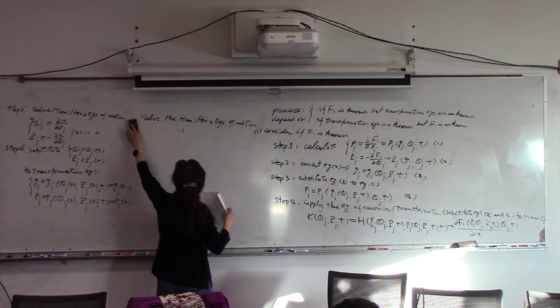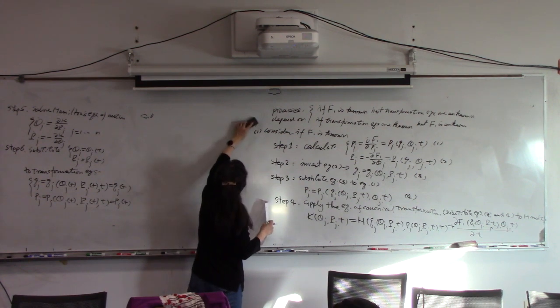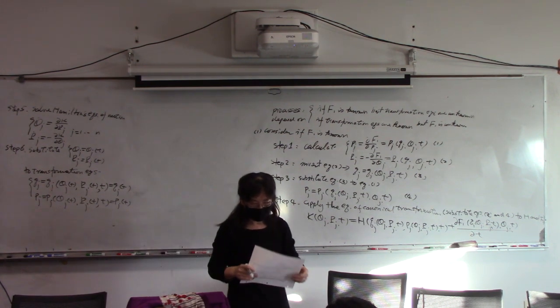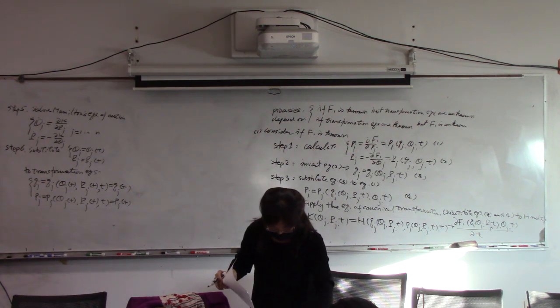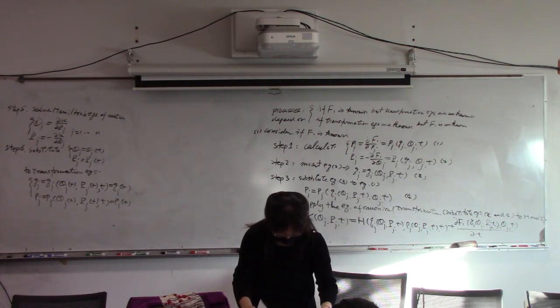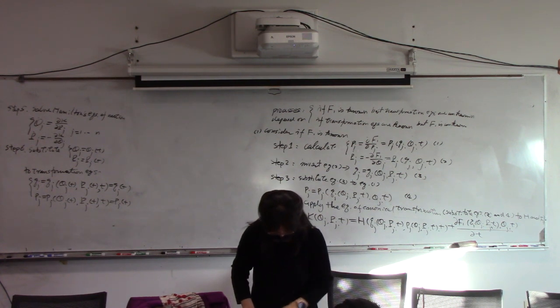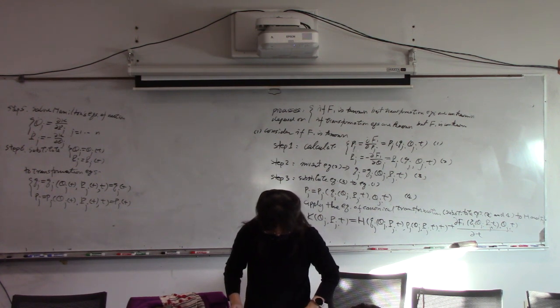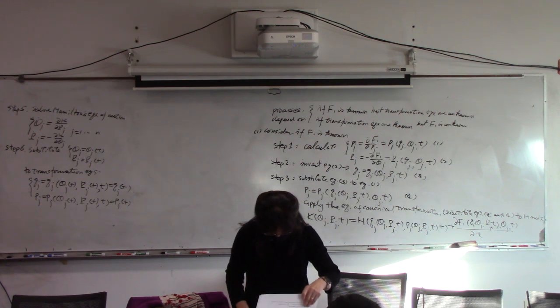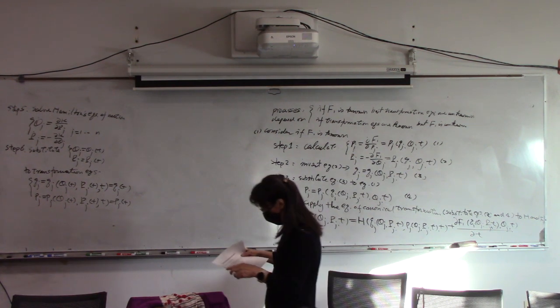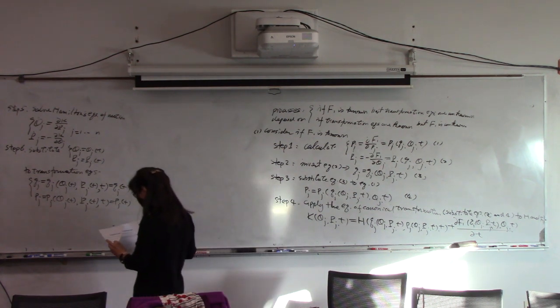This is in case we know F1. So we can follow these steps to obtain the transformation equation, then try to find the new Hamiltonian K. Then we solve this Hamiltonian equation of motion, and then we can get the solution and go back to the transformation equation.